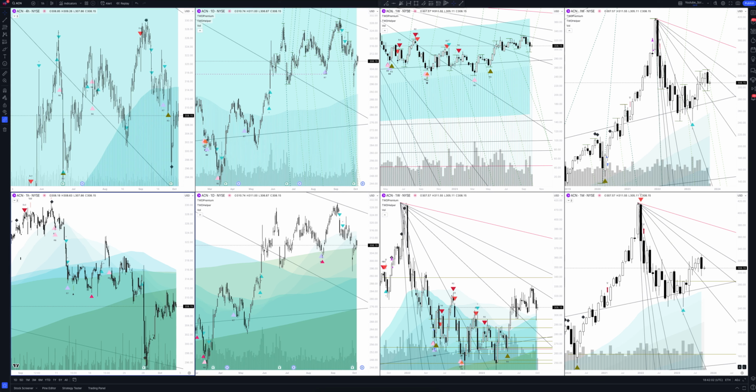Today we will take a look at Accenture stock. Let's analyze the market situation and find out how you can make money on it. Let's start.